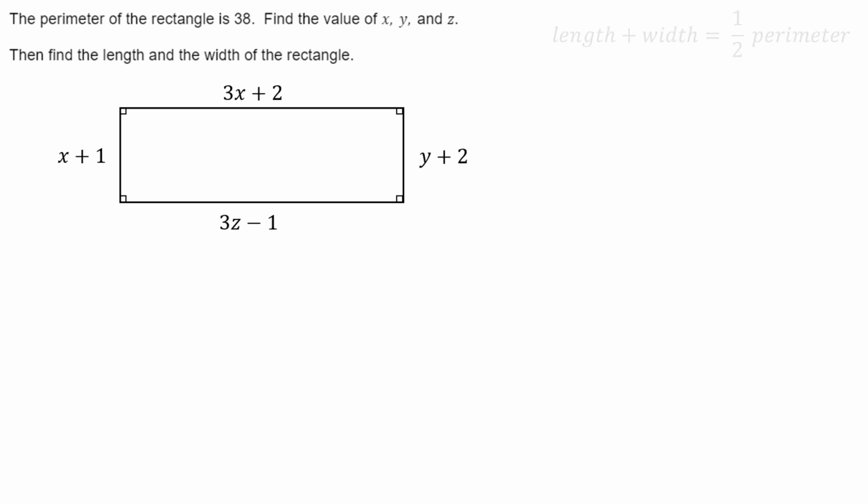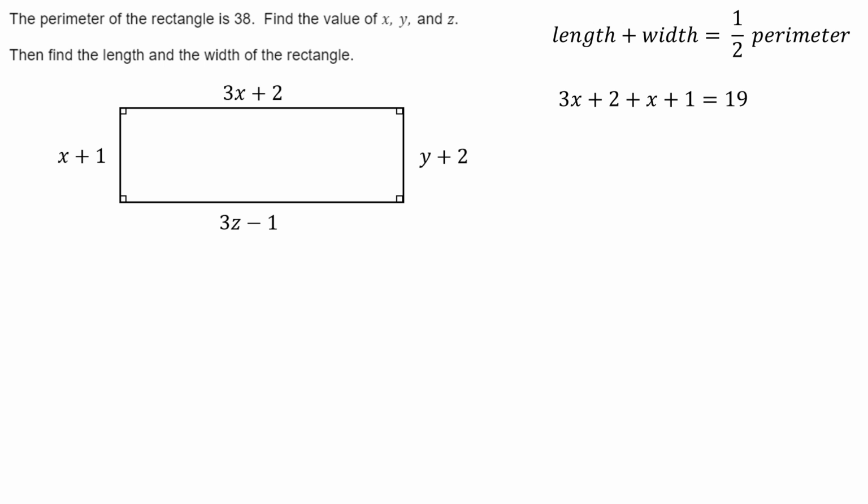But we know something. We know that if we have the length plus the width, that's half the perimeter. And if you notice, one of the lengths is labeled with the variable x involved. One of the widths is labeled with the variable x as well. So I can take the length that is labeled 3x plus 2, add it to the width that's labeled x plus 1, and that will add up to 19 because 19 is half of 38.